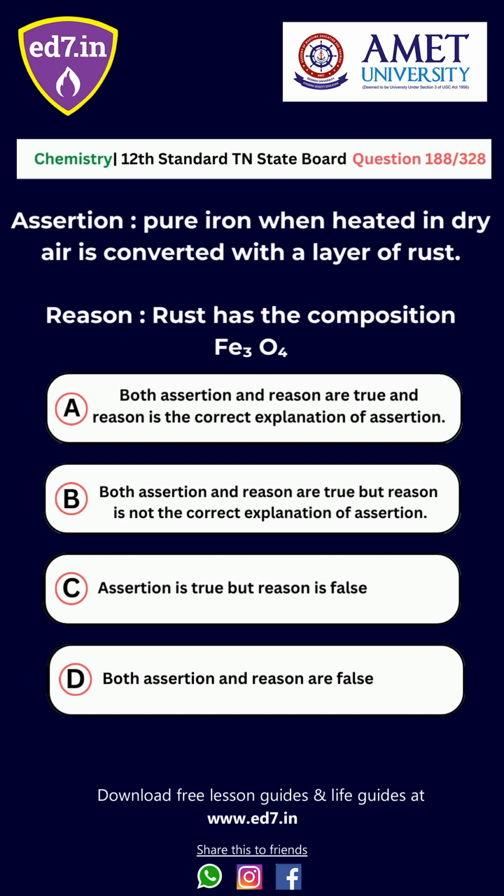Reason: rust has the composition Fe3O4. Option A. If both assertion and reason are true, and reason is the correct explanation of assertion. Option B. If both assertion and reason are true, but reason is not the correct explanation of assertion. Option C. Assertion is true, but reason is false. Option D. Both assertion and reason are false. The correct option is option D. Both assertion and reason are false.